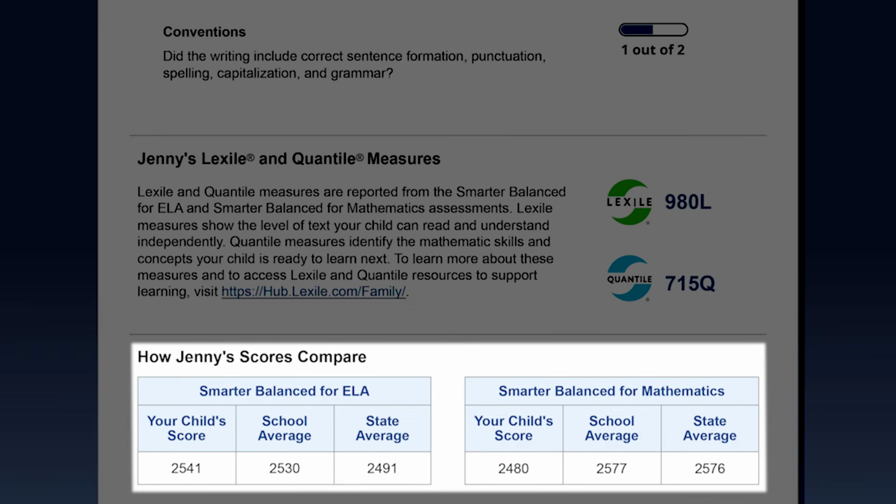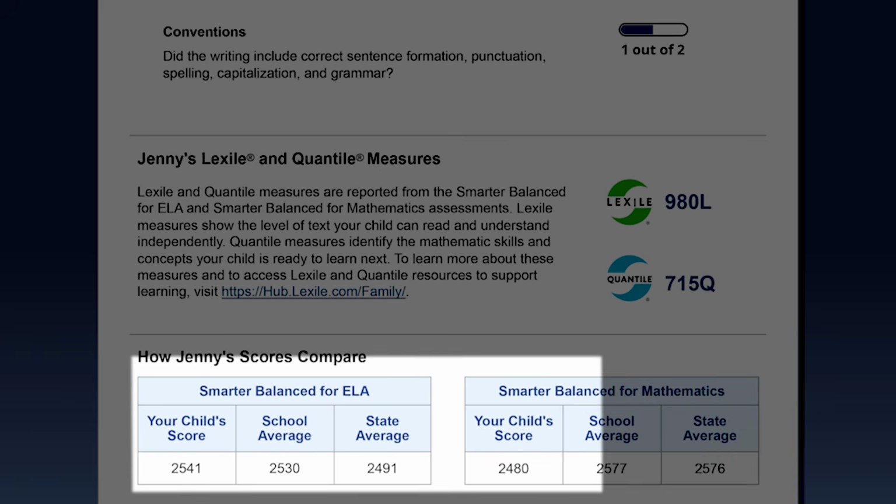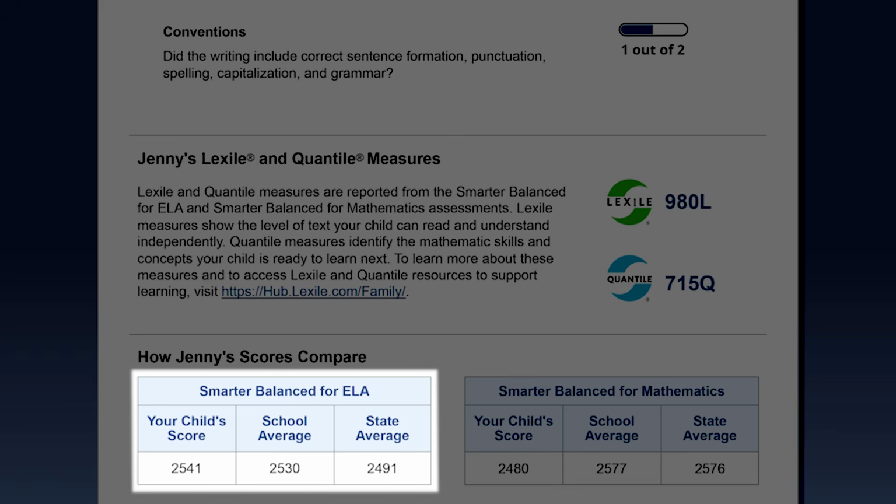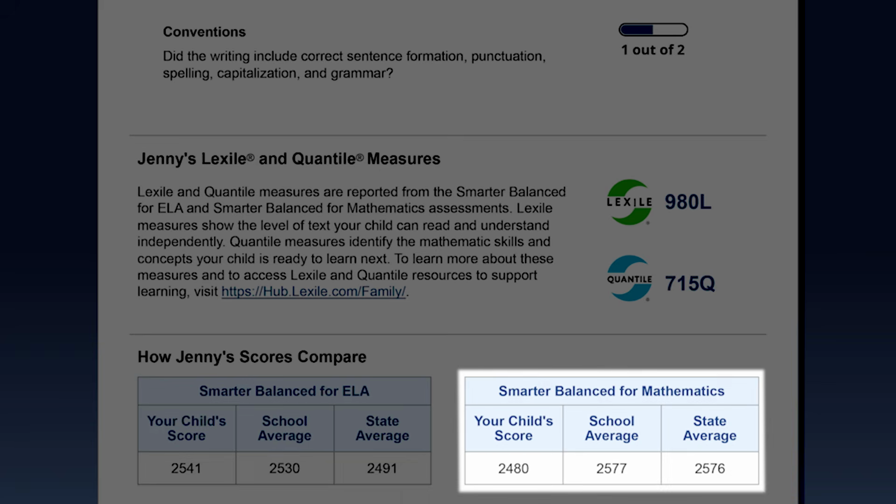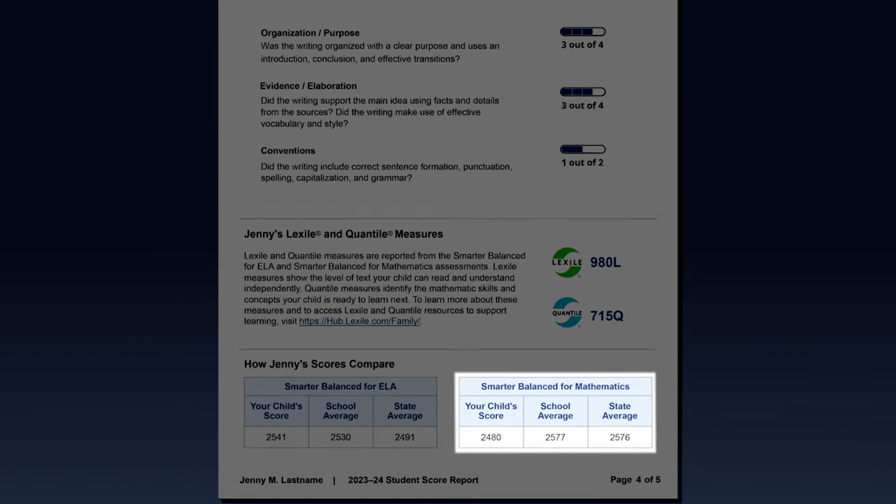At the bottom of page 4 is information on how Jenny's scores compared to the school average, as well as the state average for ELA and Mathematics. She scored higher than both the school average of 2,530 and the state average of 2,491 for ELA. For Mathematics, she scored lower than the school average of 2,577 and lower than the state average of 2,576.